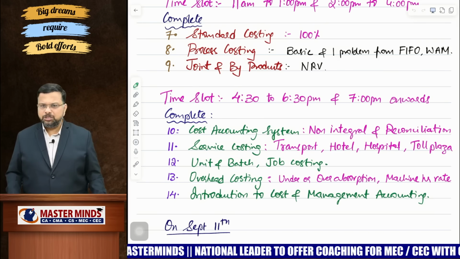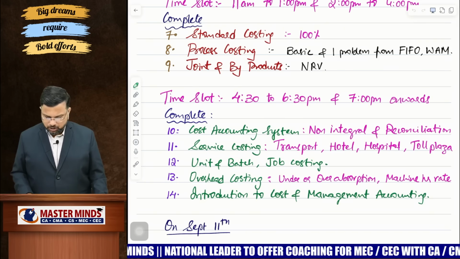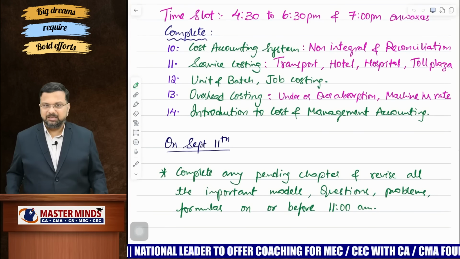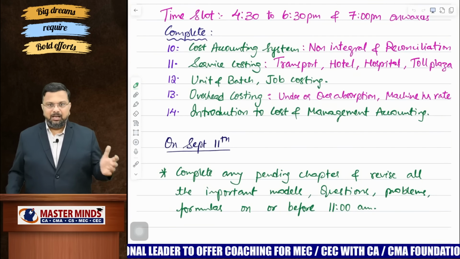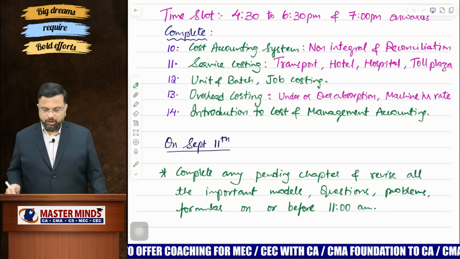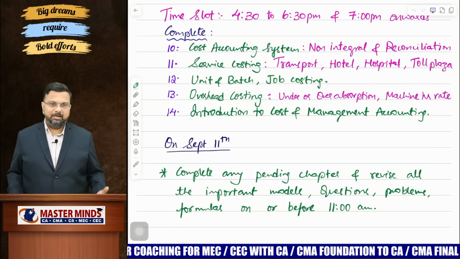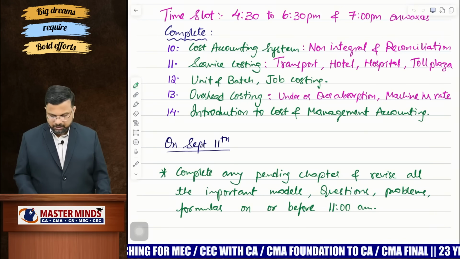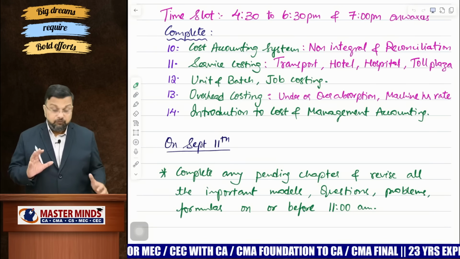Next, overhead costing. When it comes to overhead costing, focus on under absorption, over absorption, and machine hour rate, especially comprehensive machine hour rate. Last but not least is your introduction to cost and management accounting. If you are unable to complete all the chapters, at least make sure that out of these 5 chapters, you are able to complete 4 at least.